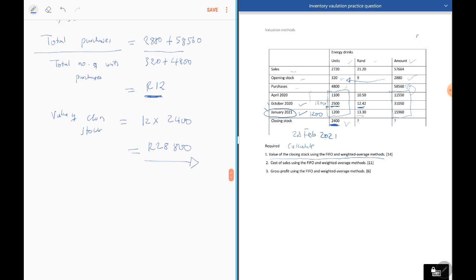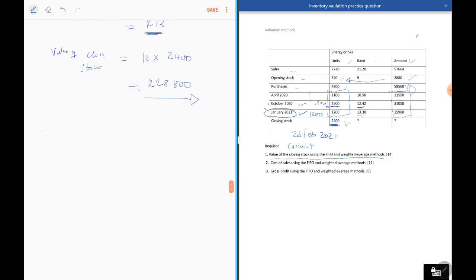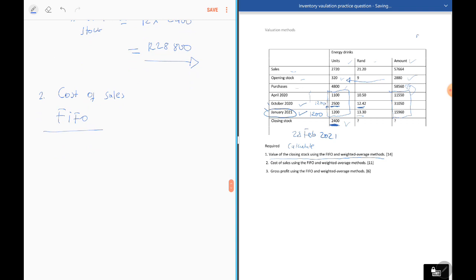Fine. Number 2, calculate the cost of sales. We're calculating cost of sales here, using the FIFO and weighted average methods, right? So cost of sales. It's simple, guys. For cost of sales, since now you have identified the number of units, so number of units bought, or you can use the same method that you used to calculate which of the items are remaining from the 2,400.